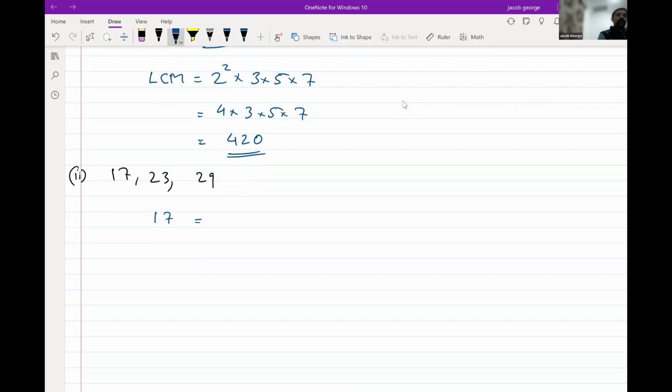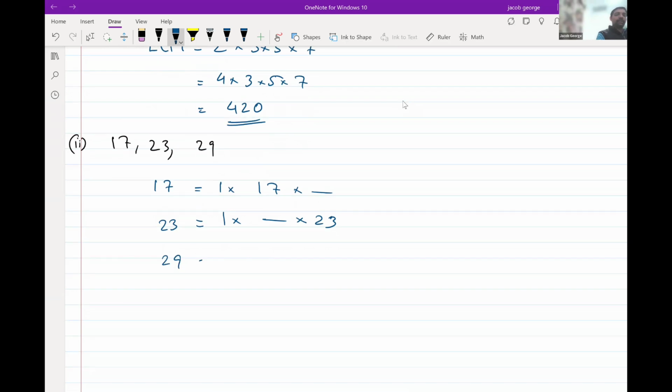LCM will be the product. That will be like this. 17, we can write 1 into 17. 23 means it is 1 into 23, so I write 23 after moving a space here. And 29 we can write as 1 into 29. Because of this reason, there is no other common factor, so we write 1 as the HCF. Don't write 0. It is 1. So please write it in this order. And because of this reason, we get LCM is the product of the numbers.